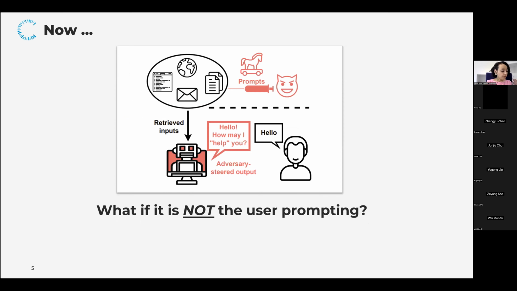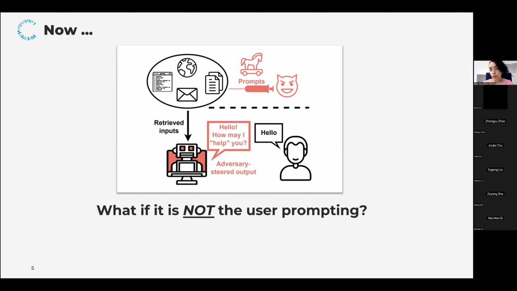The key message of our work here is that this setup of having LLMs in charge of applications and ingesting external retrieved input essentially blurs the line between data and instructions. The attacker can now indirectly prompt the LLM by placing prompts or instructions into data likely to be retrieved at inference time, such as web pages or emails and so on.